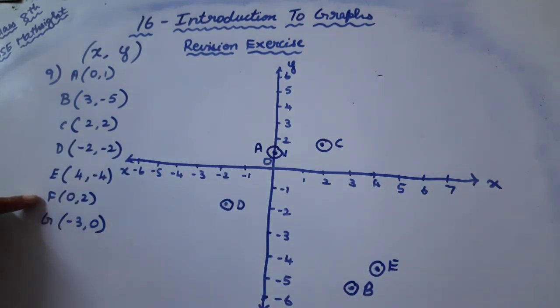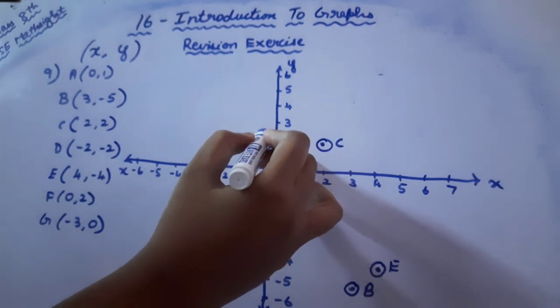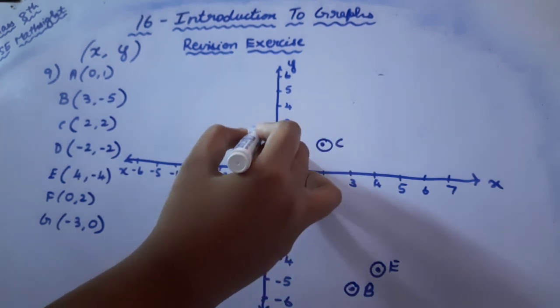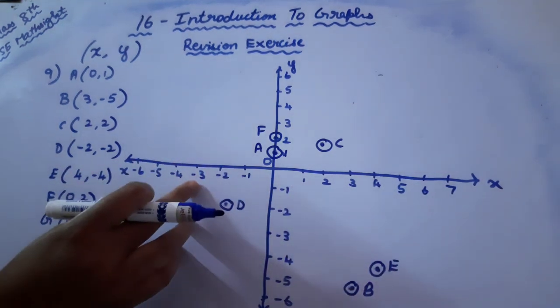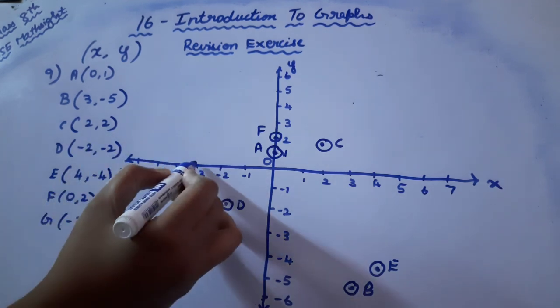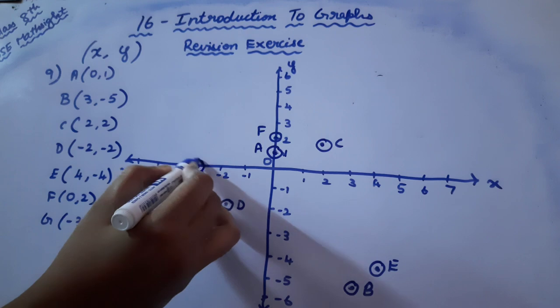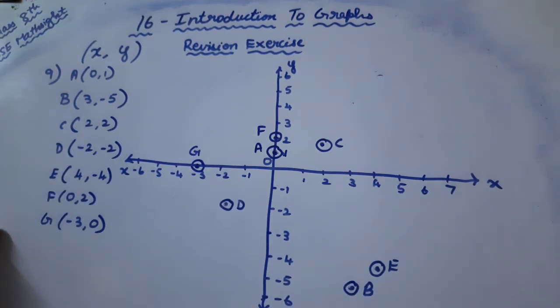Next we have (0, 2). So x-axis 0 and y-axis 2. So the point lies on the y-axis. This is point F. Finally we have G (-3, 0). So on the x-axis -3. Since y is 0, we plot the point on the x-axis. So this is point G. So we have plotted the points A, B, C, D, E, F, G on the Cartesian plane.